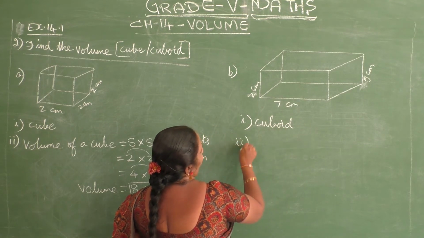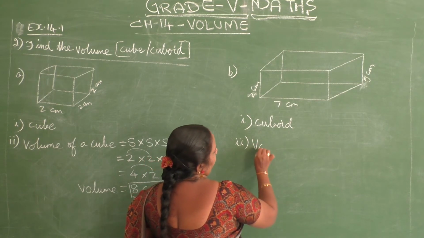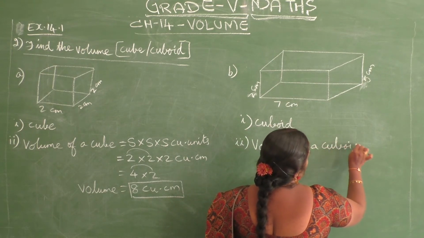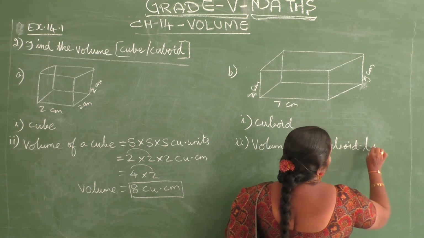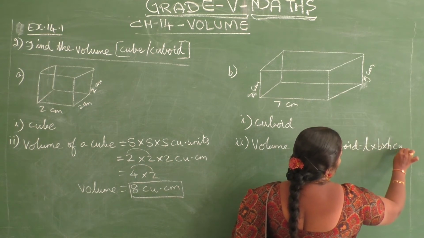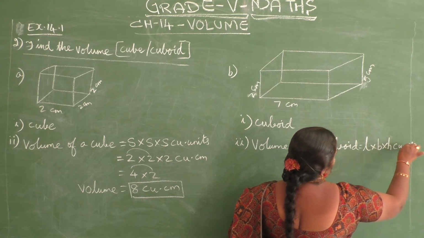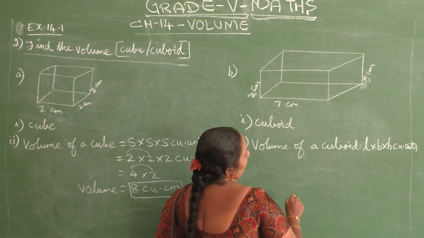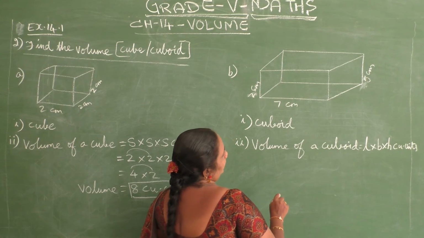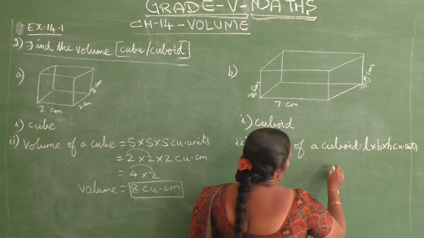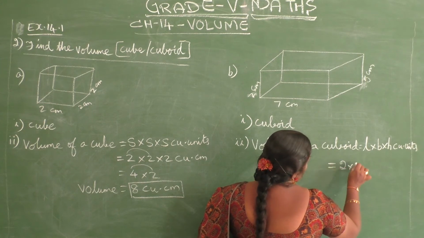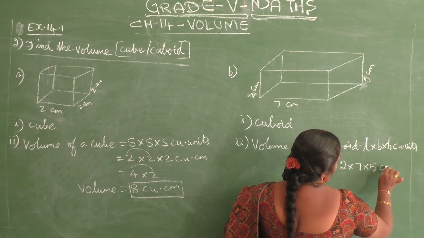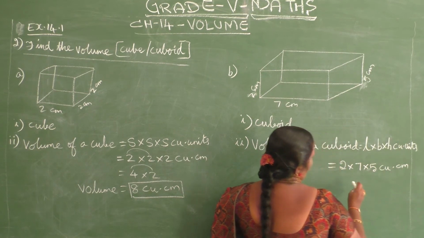Then next one, we are going to find out the volume of this cuboid. What is the formula to find out the volume of a cuboid? Length into breadth into height cubic units. Length means L, breadth means B, height means H. So length into breadth into height. Now we can apply the measurements in the formula. Cubic centimeter. Now you have to multiply.